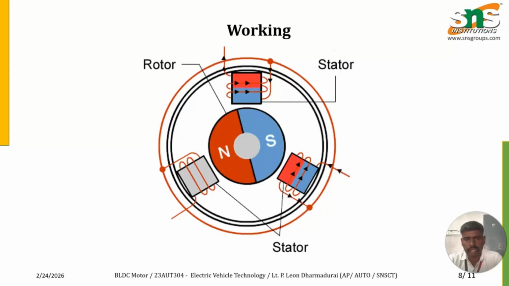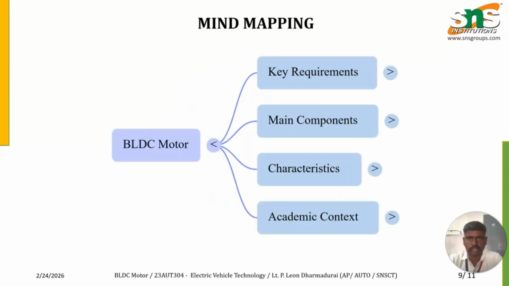The rotor consists of a magnet. The magnetic field is already present over there. When the stator is energized with electric current, a magnetic field is produced. Due to the electromagnetic reaction, the rotor rotates, and this rotation will continue as long as power is given to the stator winding.